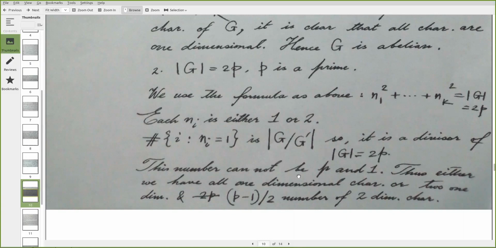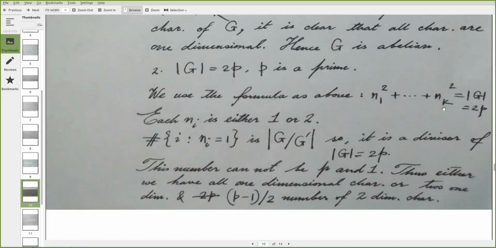Let me just correct myself. If these two possibilities are gone, then we are only left with the possibilities 2 and 2p. Since in the possibility 2p all these are 1, the group has to be abelian. Otherwise, 2 of them will be 1 and the rest must be 2.